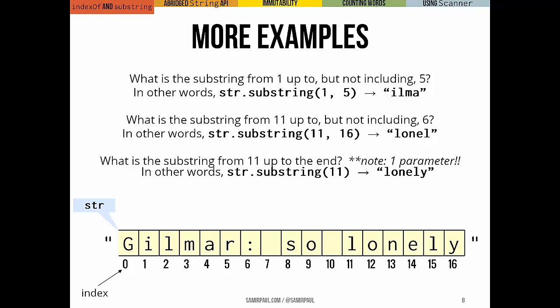If we passed substring a single parameter, rather than two, a beginning and an end, it'll give us everything from that index all the way to the end. So if we pass it only 11, this overloaded version of the method will end up giving us the entire word lonely, from 11 all the way to the end of the string. That's a second overloaded definition of the method.